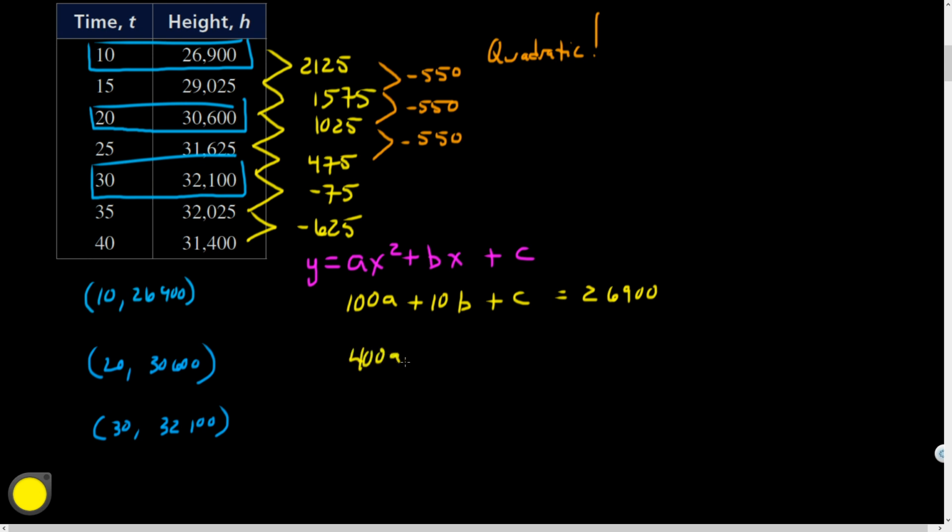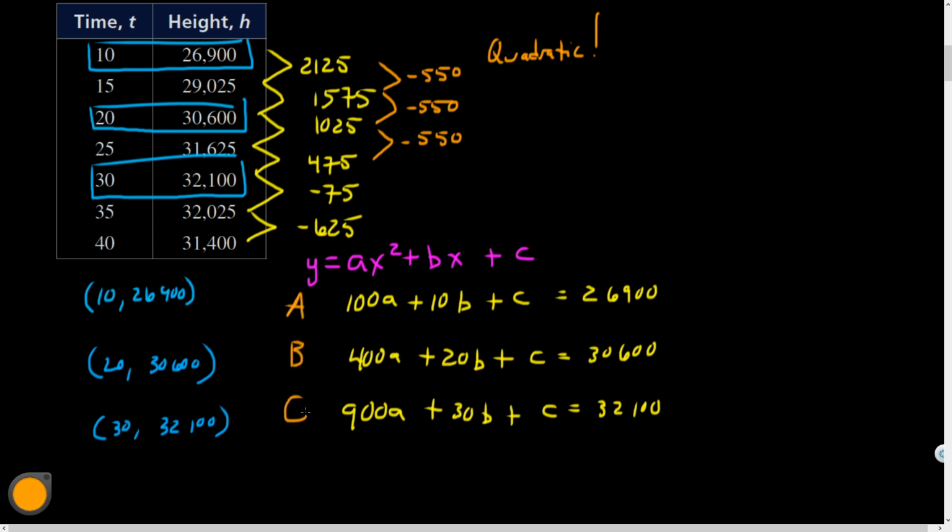So 400A plus 20B plus C equals 30,600. And then 30 squared is 900, so 900A plus 30B plus C equals 32,100. And so now that I have a system of equations, I can solve for A, B, and C, which are then going to give me the exact equation for this data set. And so this is entirely possible.